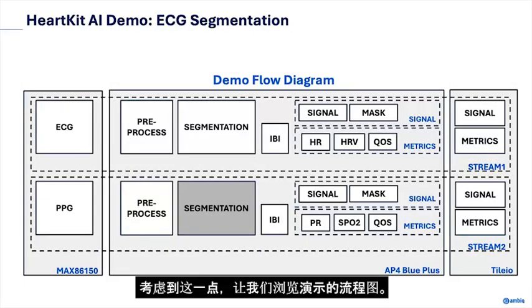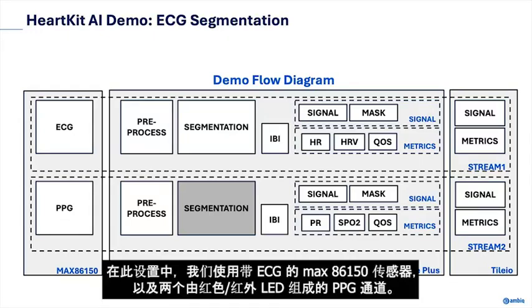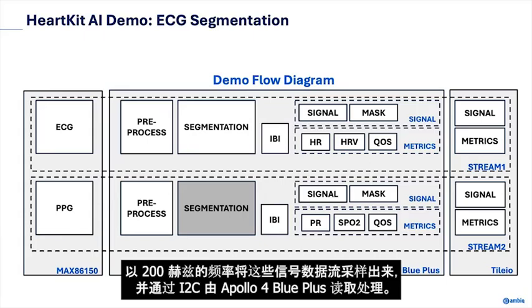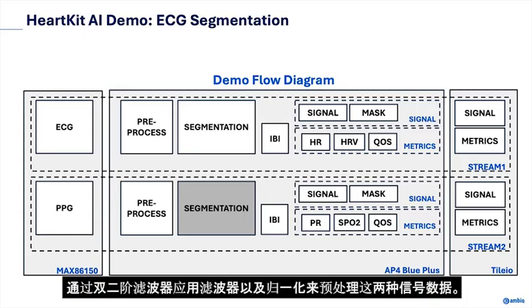Having this in mind, let's walk through the flow diagram of the demo. In this setup, we are using a MAX86150 sensor to read ECG along with two PPG channels consisting of both a red and infrared LED. These signal streams are being sampled at 200 Hz and read from the Apollo4 Blue Plus over I2C. For both streams, the signals are pre-processed by applying filters via biquad filters, along with normalization.